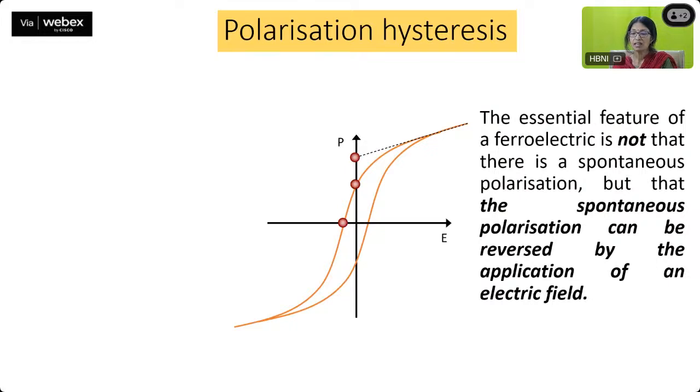So again what you see is something which is known as a polarization hysteresis. And over here, the essential feature of a ferroelectric is not that there is a spontaneous polarization, but that the spontaneous polarization can be reversed by the application of an electric field. So if you reverse the direction of the electric field, then this spontaneous polarization can be reversed.